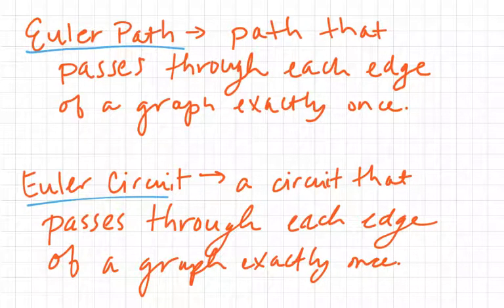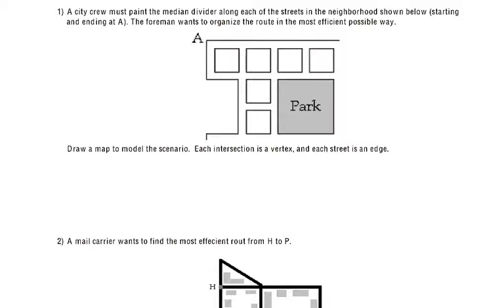graph exactly once. We can look at this in this example of city planning. A city crew must paint the median divider along each of the streets in the neighborhood shown below, starting and ending at A. The foreman wants to organize the route in the most efficient way possible, meaning you don't want to go over the same area twice. So can we do that? Can we draw a map to model this scenario? Each intersection is a vertex, each street is an edge. The definition of most efficient would mean that you don't cross over the same street twice.